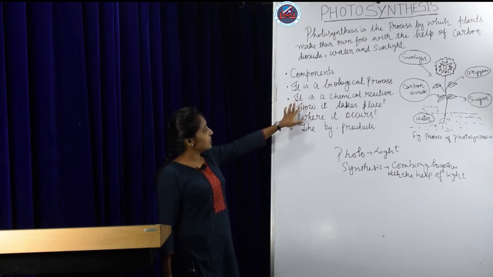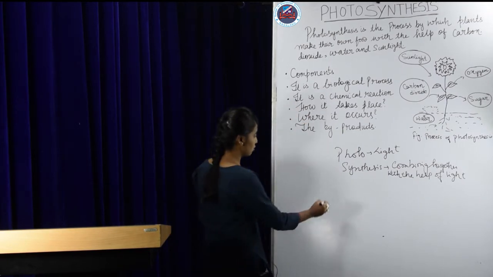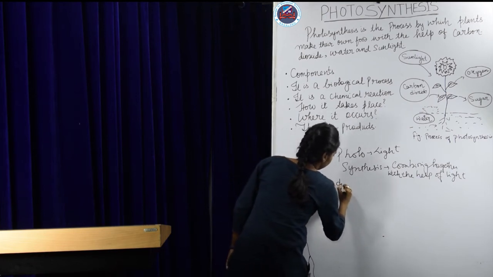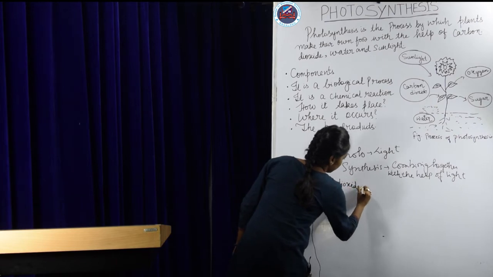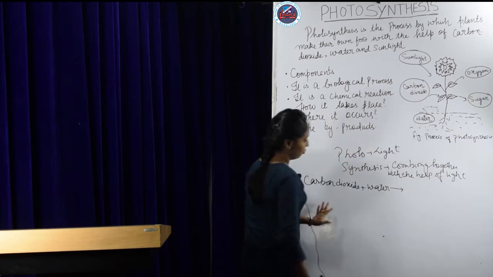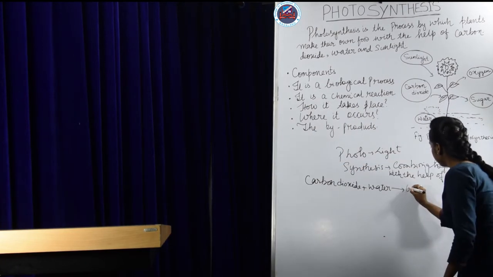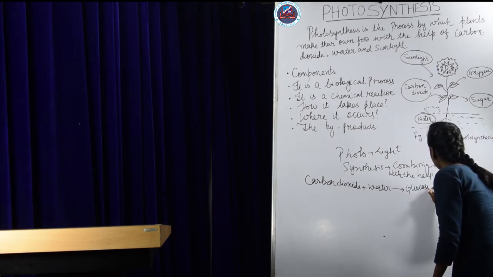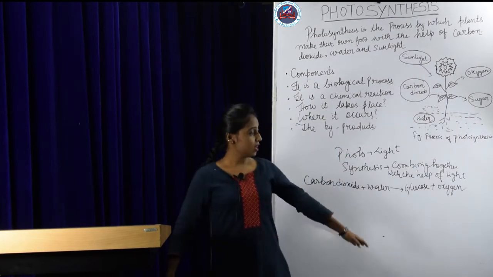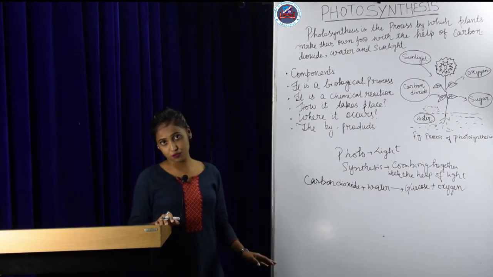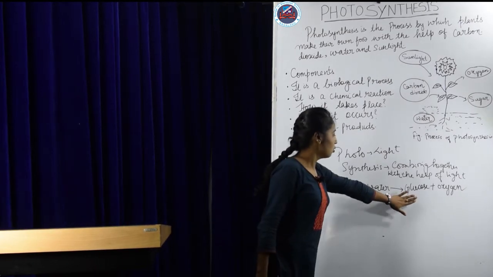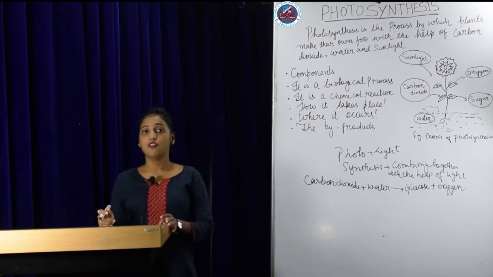Now, as I said, it is a chemical reaction. So the reaction can be written as carbon dioxide plus water, and the byproducts we get here are glucose and oxygen. Now, oxygen is released into the atmosphere, which we human beings consume for our survival. And the glucose, they use it as a supply of energy for themselves.